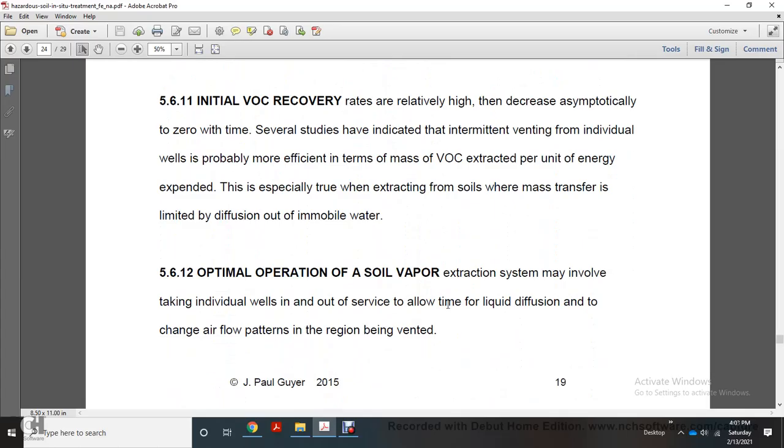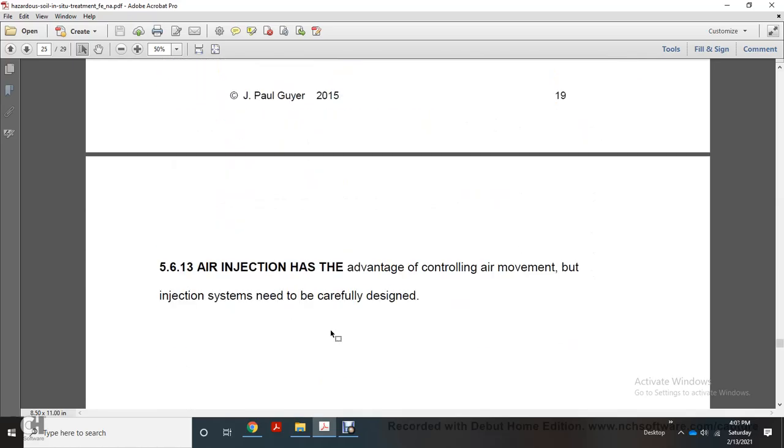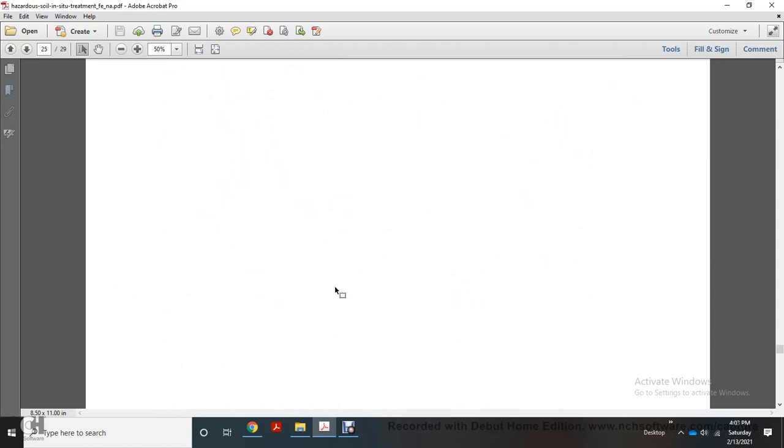Optimal operation of a soil vapor extraction system may involve taking individual wells in and out of service to allow liquid diffusion and to change airflow patterns in the region being vented. Air injection has the advantage of controlling air movement, but injection systems need to be carefully designed.